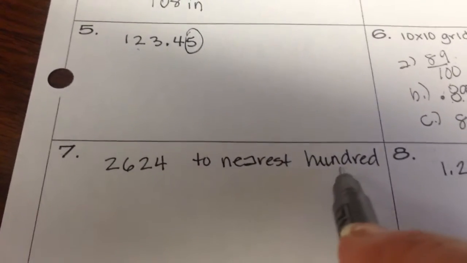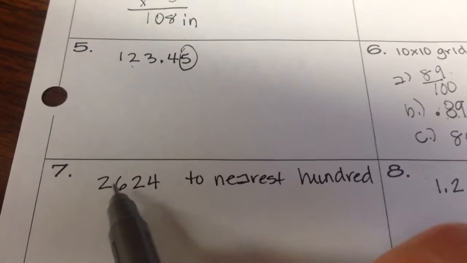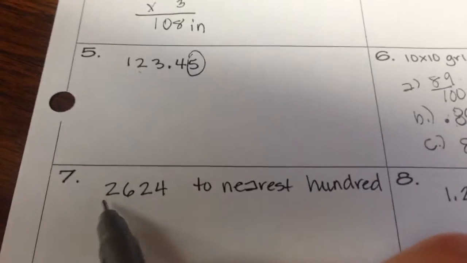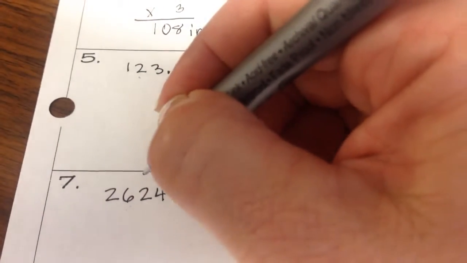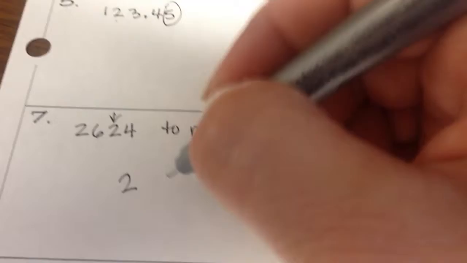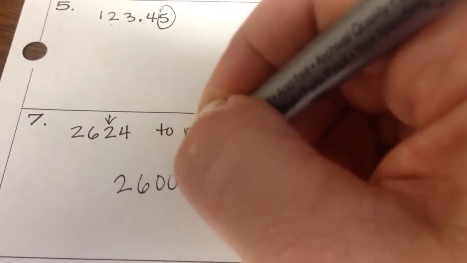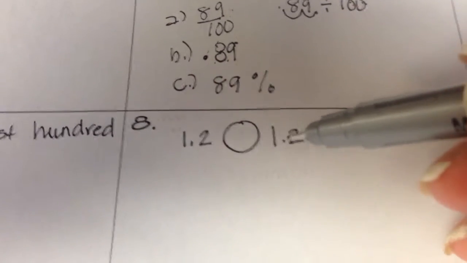Now, this one, 2,624. It wants you to round it to the nearest hundred. So is 2,624 closer to 2,600 or 2,700? Well, is this number here less than 5? Yes, it is. So then to round it to the nearest hundred, it would just be 2,600. And that's it.